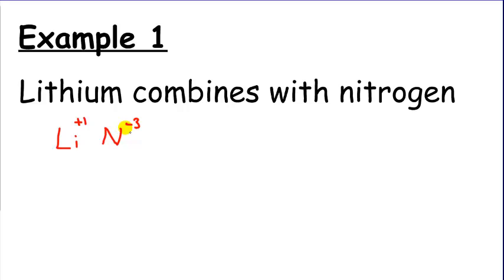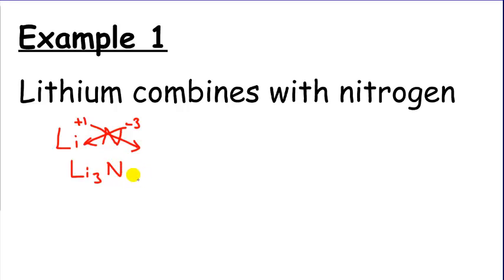And then we use the crisscross method here. Now this wasn't in my actual rules, but this is what the crisscross method is. I'm taking the absolute value of this charge and putting it down here, and taking the absolute value of this charge and putting it down here, subscripted beside the element. So the crisscross implies that we're taking that number and just moving it down. Just the number, not the actual charge. I can't have +1 nitrogen or -3 lithium. It doesn't work like that. I can, however, have 3 lithium and 1 nitrogen.